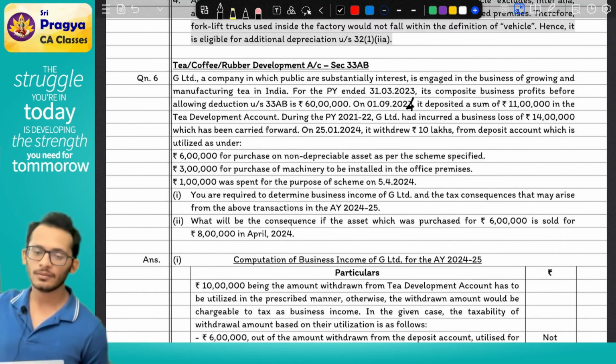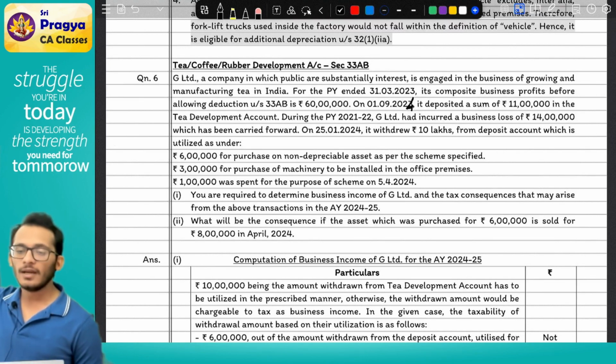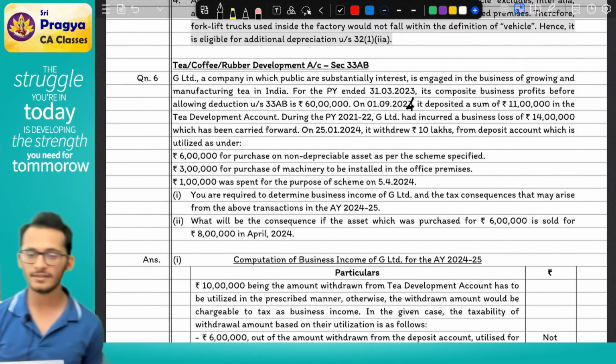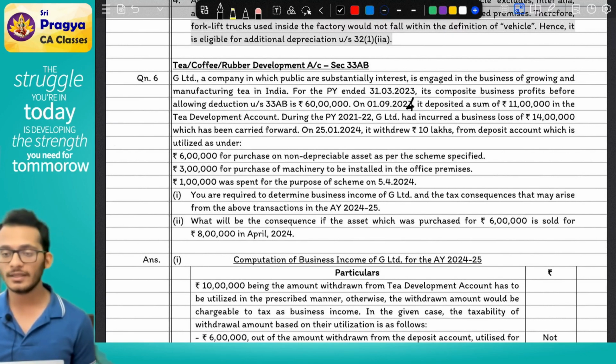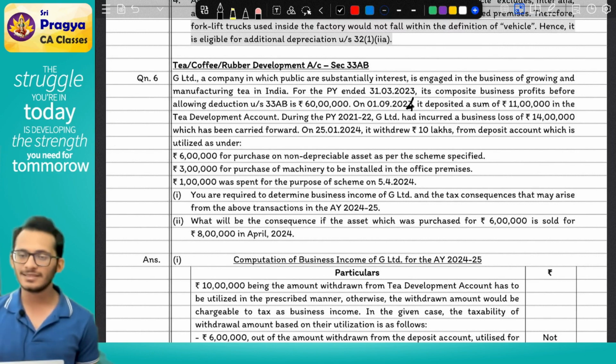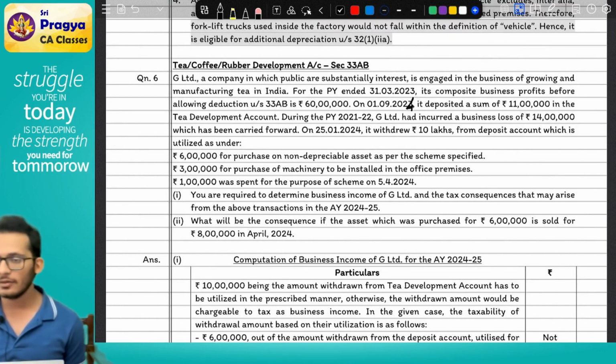Now question to you. Will this loss be set off after doing that 40-60 or before doing that 40-60? It will be set off after doing the 40-60. Why, Rahul? Because only 40 is taxable. No, 60 is anyway exempt. Why should I reduce losses from 60? I will only reduce it from 40.